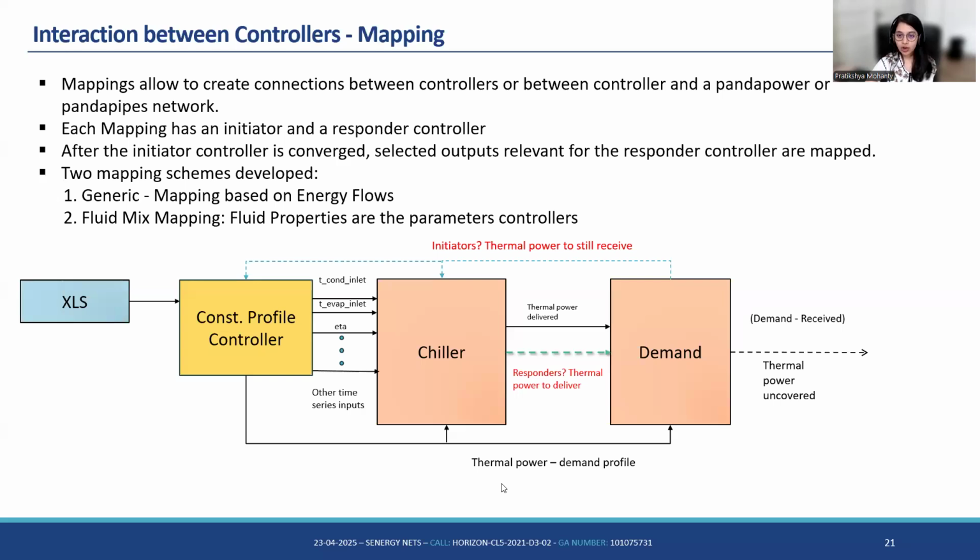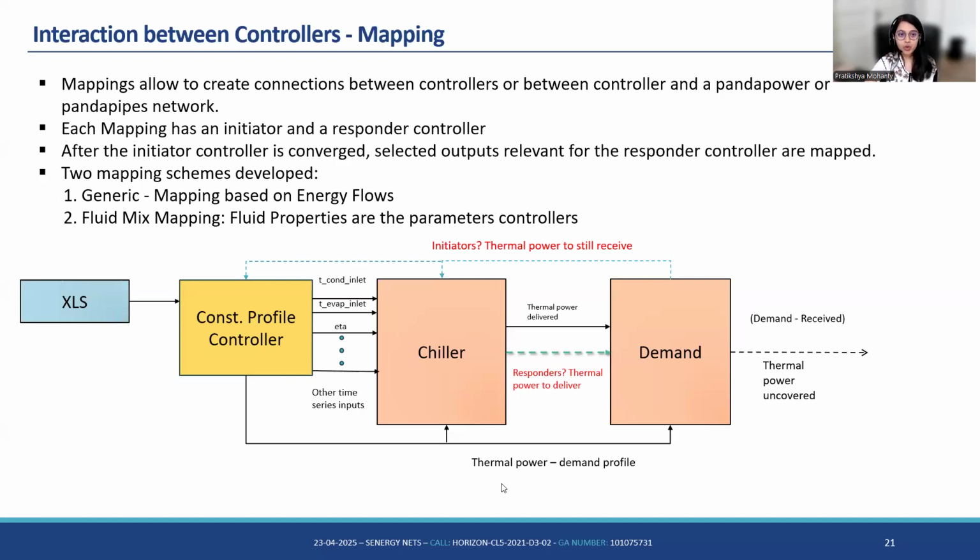Once the chiller is aware of the cooling demand that it has to provide, it executes its own controller logic, and then it provides the cooling power to the demand controller or the demand side basically. Once the demand has received the cooling power, it takes this and compares it with the demand which is supposed to be met, and the difference which is left is basically the unmet demand, if there is any.